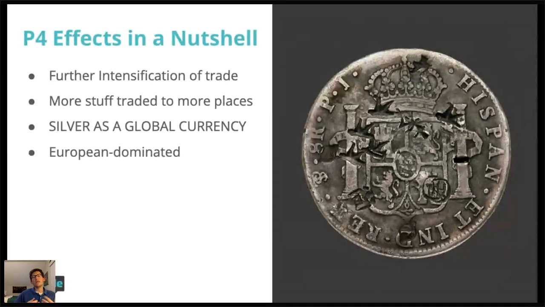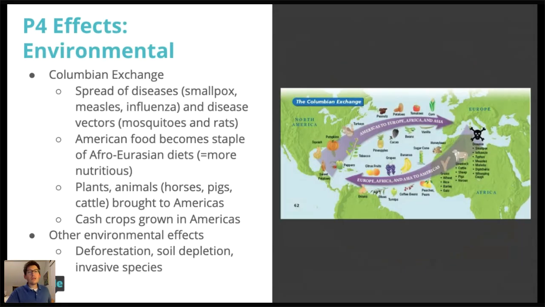And then, of course, this global trade, this time period, even though a lot of different groups are participating, Europe will come to dominate it. So that's by the end of the time period. So keep that in mind in a nutshell anyways. There are a lot of environmental effects. We could do a whole video on the Columbian Exchange, but we're not going to. If you can find that in the Fiveable library, we had a review session that looked more closely at the Columbian Exchange.